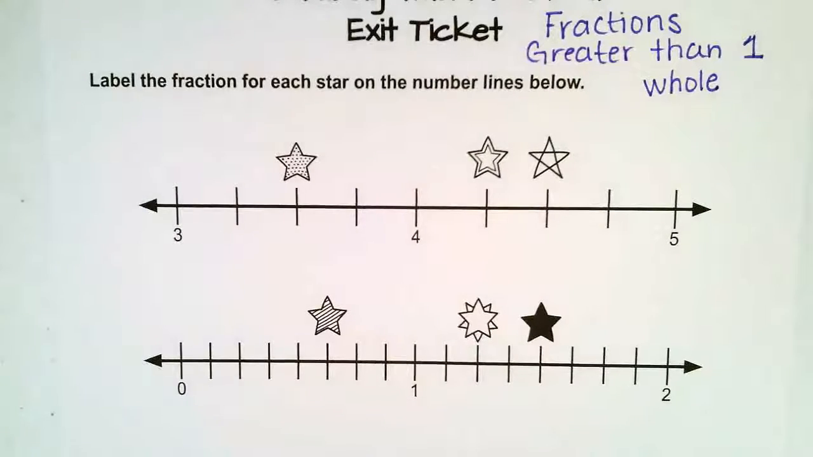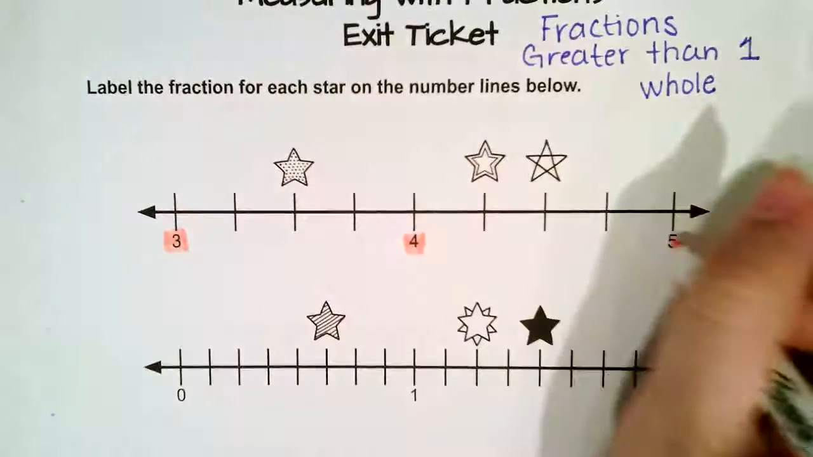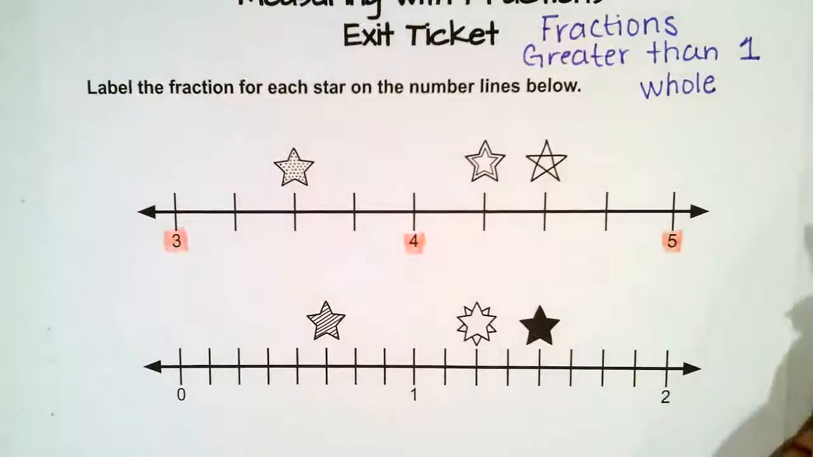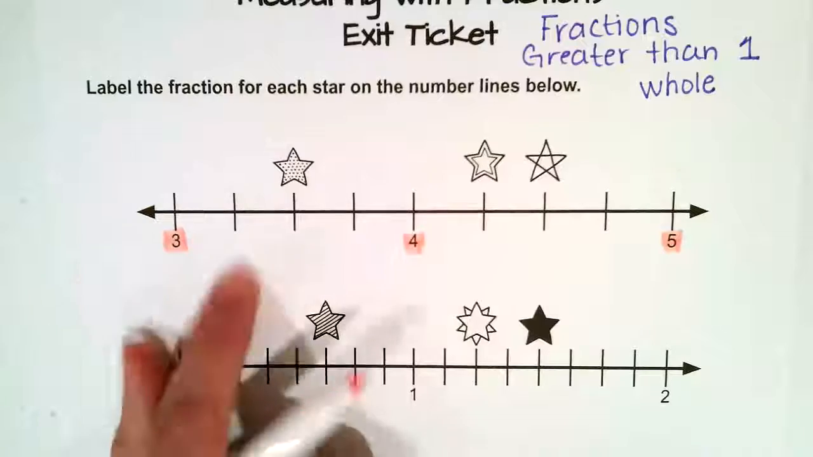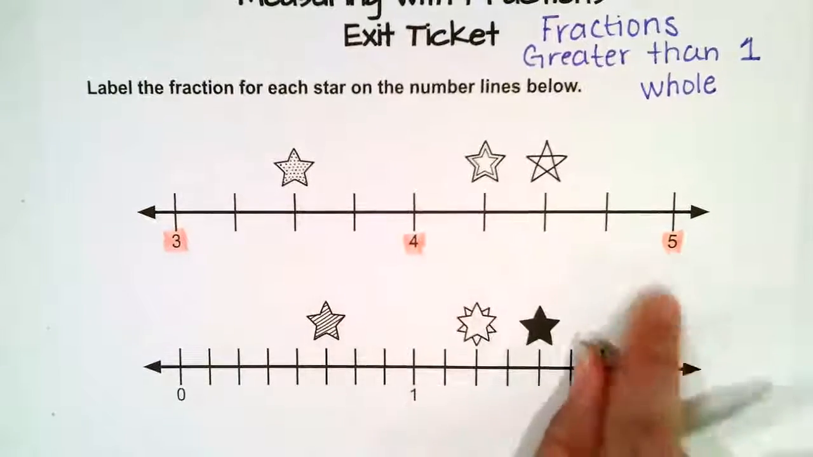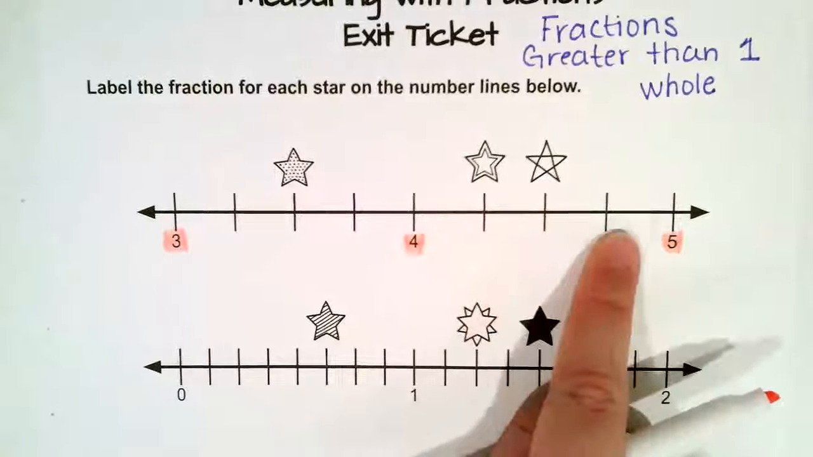So these numbers that we see on our number line are whole numbers. Okay, so let's look at this first one, 3, 4, and 5. Those are whole numbers. Okay, so that means there are 3 wholes, 4 wholes, 5 wholes. In between is where our fractions are going to be.